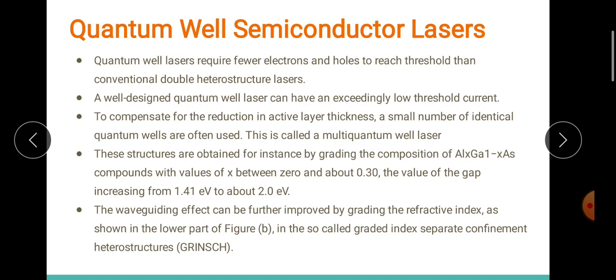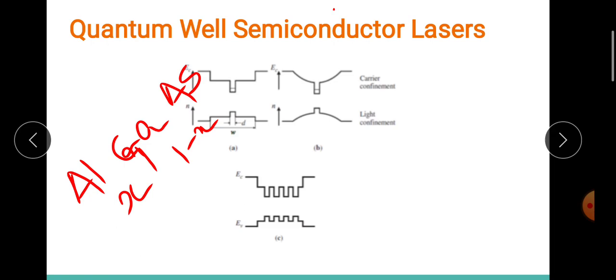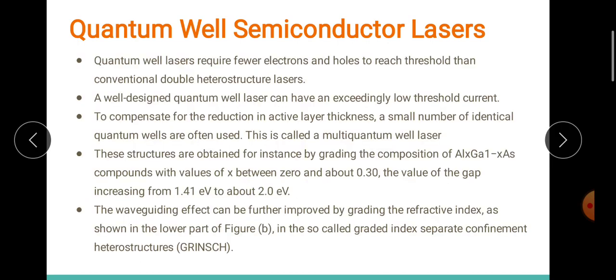And just like heterostructure lasers, the quantum well lasers also have extremely low threshold current. We have seen the multiple quantum well lasers, and as we have seen in the previous figure, we have combined a number of identical quantum wells, and this helps to compensate for the reduction in the active layer thickness. That was the first thing which led to the innovation of quantum well lasers. So in case this reduction in active layer thickness poses any problems for us, the multiple quantum well structure of lasers helps to compensate for that reduction.